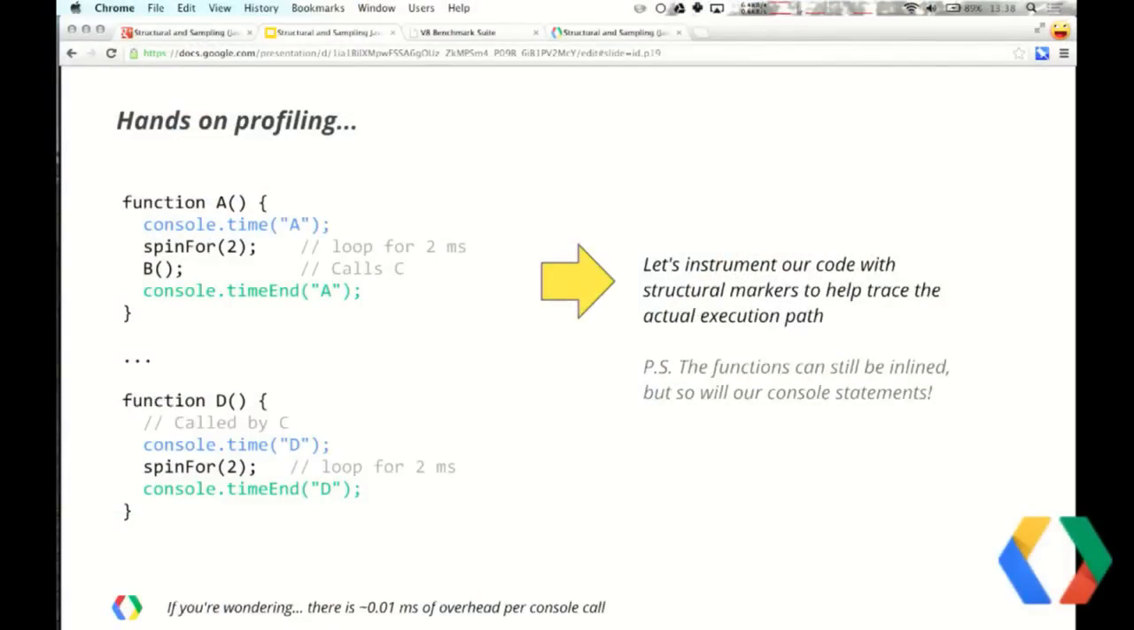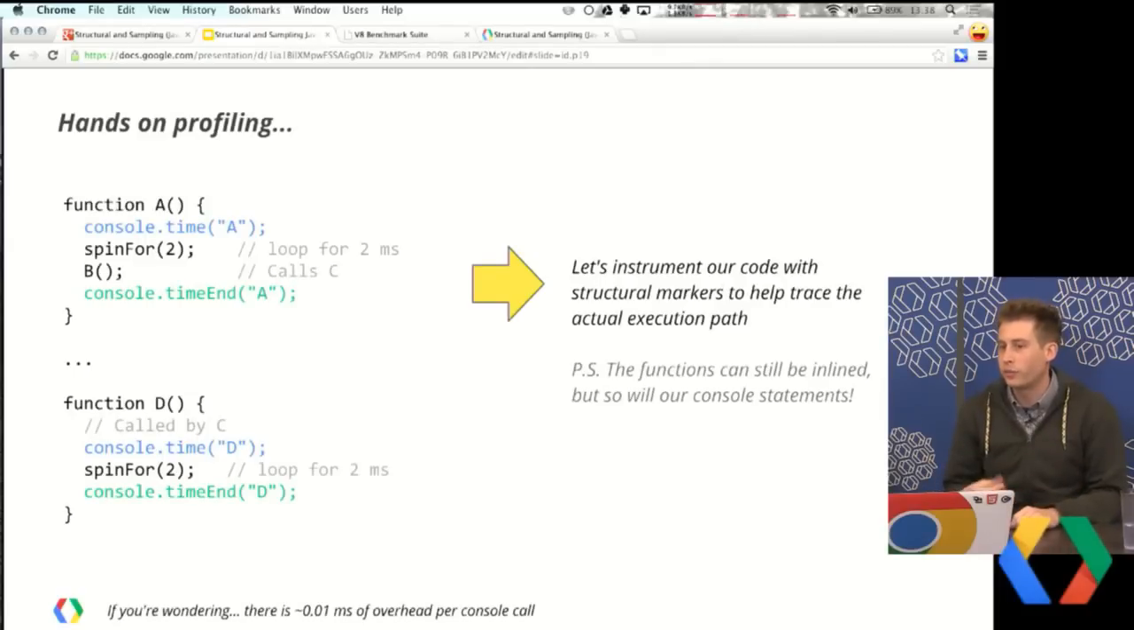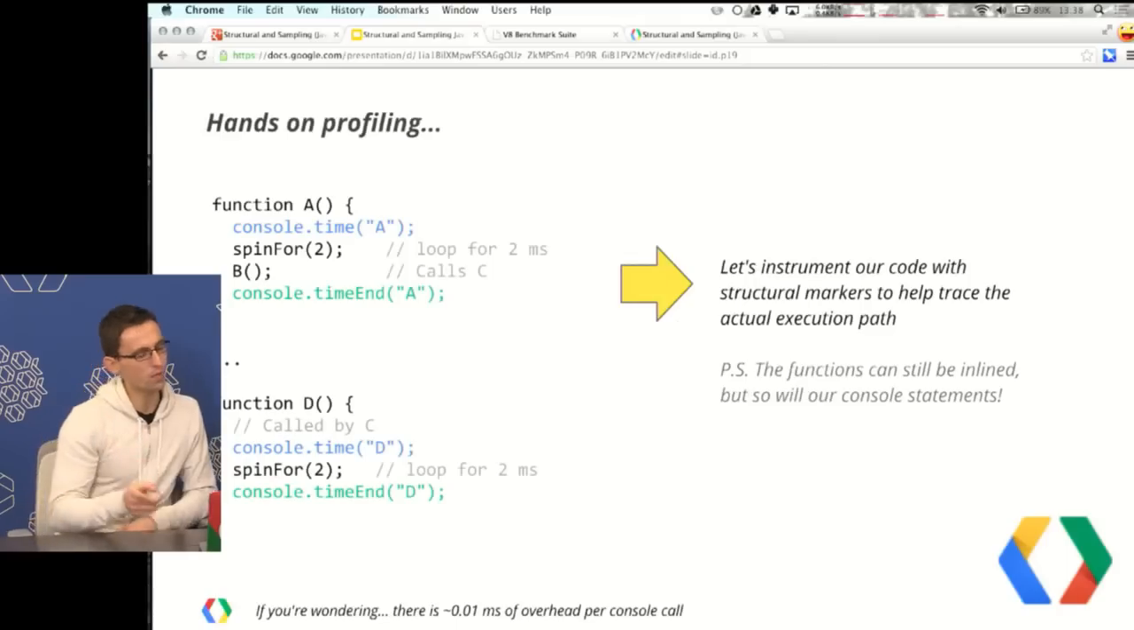The best optimizer ever and inline it all. Right. But so long as we keep the console time and time end marking the regions of time that we're interested in, the structural profiler present in Chrome tracing will still show us the flow of time.